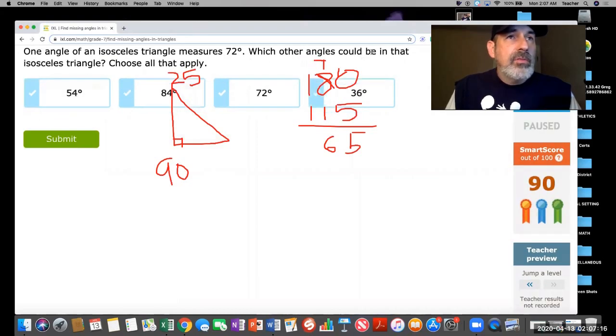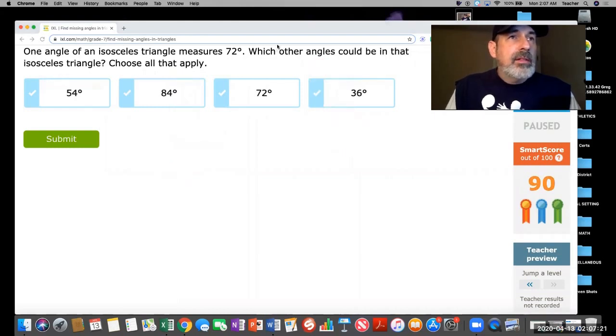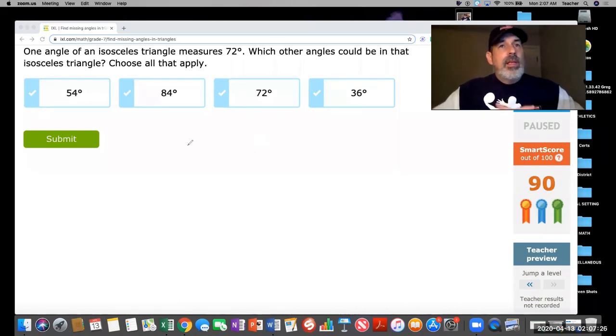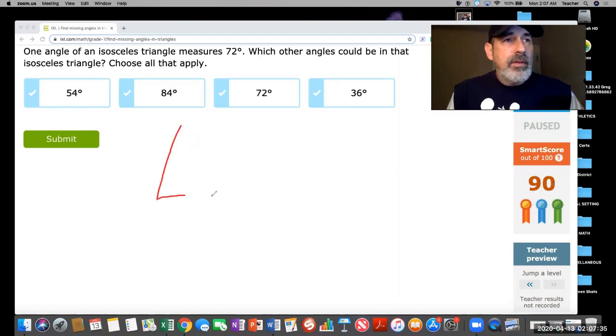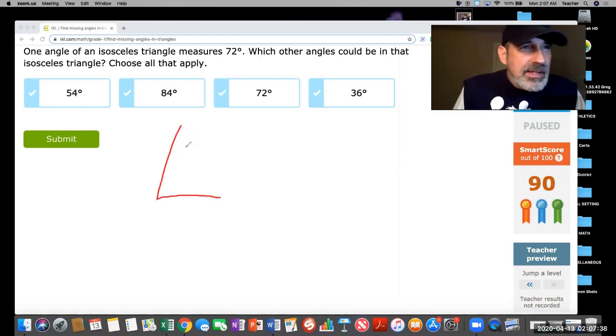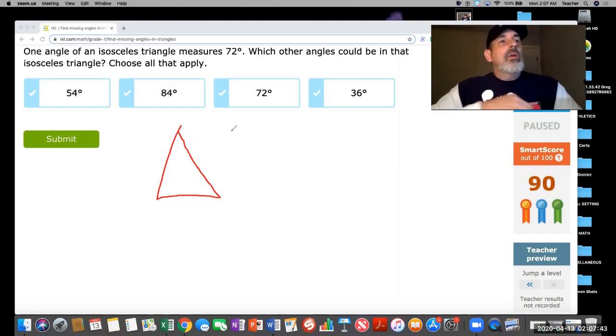We're down to our last window. Clear this rubbish. And back to my ink pen. Now, this is similar to one we just did. Now, I chose this one for a reason, and I alluded to it 2 problems ago. In an isosceles triangle, I don't know if it'll be sort of. Okay. One of the angles measures 72. Which other angles could be in the isosceles triangle?